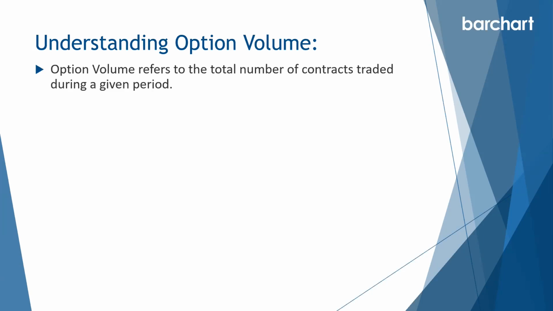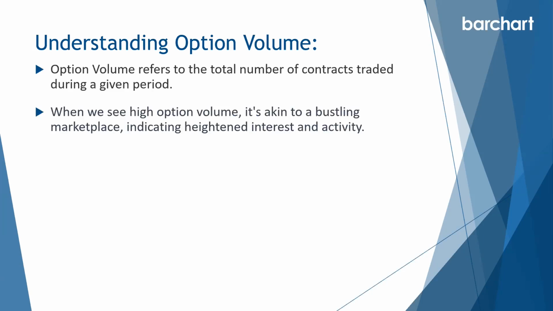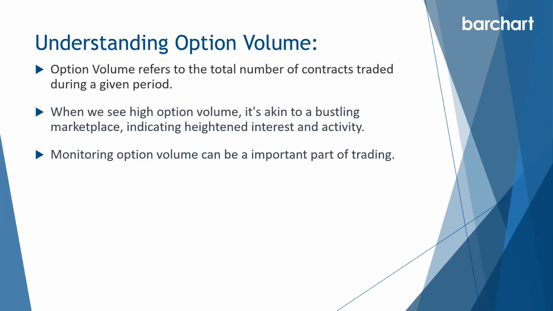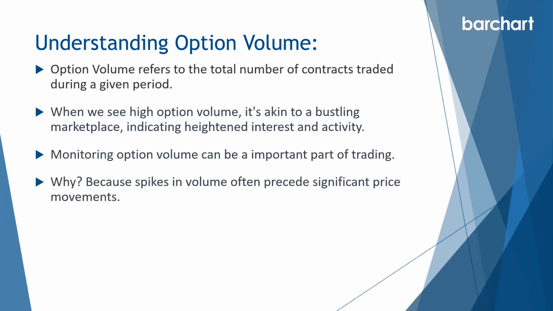So option volume refers to the total number of contracts traded during a given period. When we see high option volume, it's akin to a bustling marketplace indicating heightened interest and activity. Monitoring option volume can be an important part of trading. Why? Because spikes in volume often precede significant price movements. We also want to avoid stocks with low option volume, and we'll see why in a second.